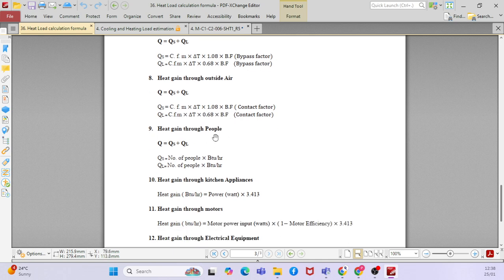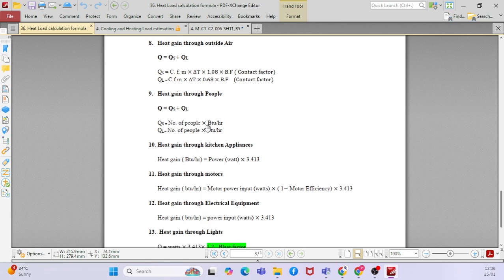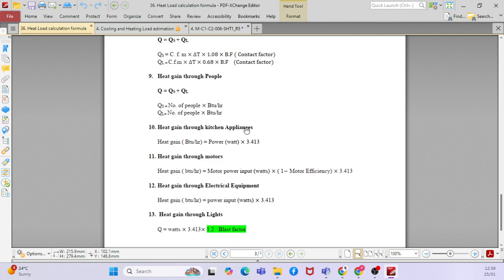Then heat gain through the people. Number of people multiplied by each person's sensible load and latent load, which depends upon the activity. When you go to the software, you can see that people sitting give different heat. People running, walking or exercising give different heat, right? Now the heat gain through the kitchen appliances. There are different types of heat equipment, so you calculate the power multiplied by 3.413. You can calculate BTU per hour from that heat dissipation.